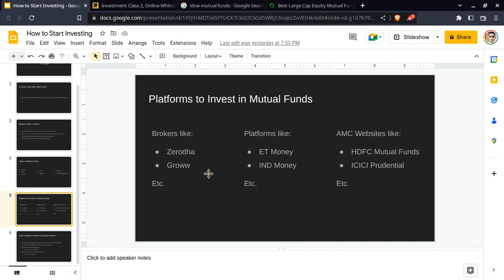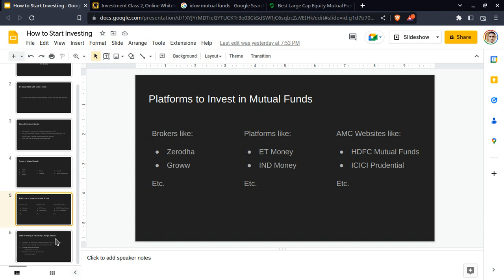In future classes, we are going to know how to choose a mutual fund. I'll tell you basically how I choose a mutual fund, what are the factors that I see, and what are the factors you should generally see. Those are the kind of things. But overall, you got an idea of what are the types of mutual funds and how you can start investing in it. Okay, we'll go to stocks now.